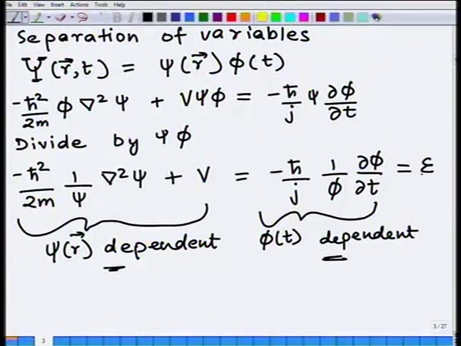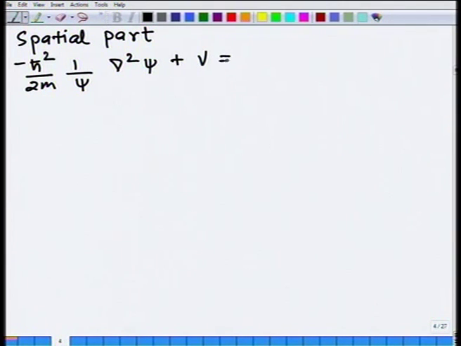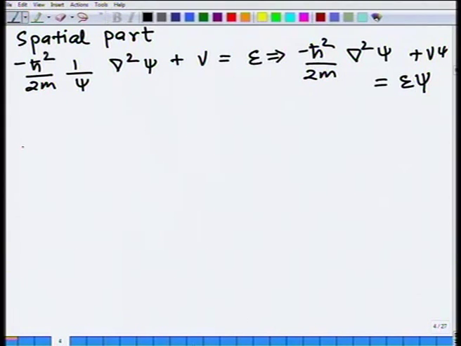And therefore, because the spatial part, we are going to write minus h square by 2 m. Therefore, we are going to write this as 1 over phi plus v equal to this energy E, which implies, in the more common form as we see it, minus h square by 2 m gradient square of phi, which is of position only, plus v phi equal to energy times phi. This is the spatial part and time dependent part of the wave function.